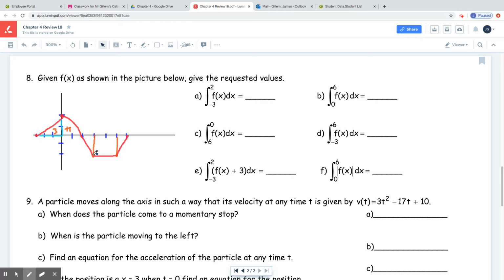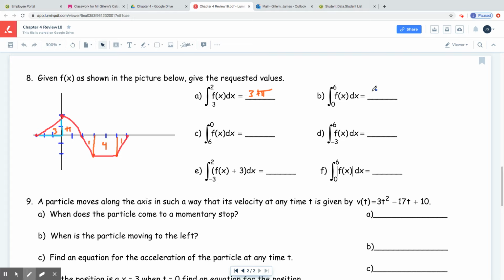1 times 2 is 2. Half of that is 1. This is 1, and this is 2 times 2, which is 4. All right. So now you just go through, and what's from -3 to 2? Just add those together. So it's 3 plus pi. From 0 to 6, that's pi minus 6.